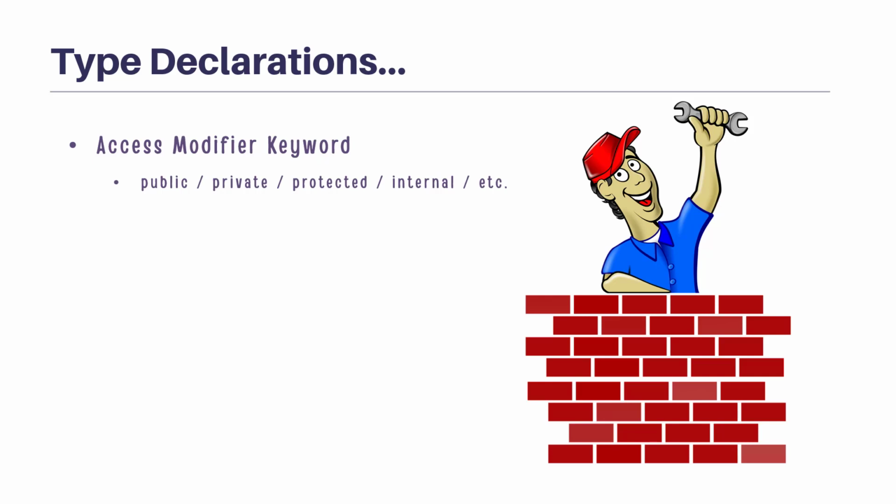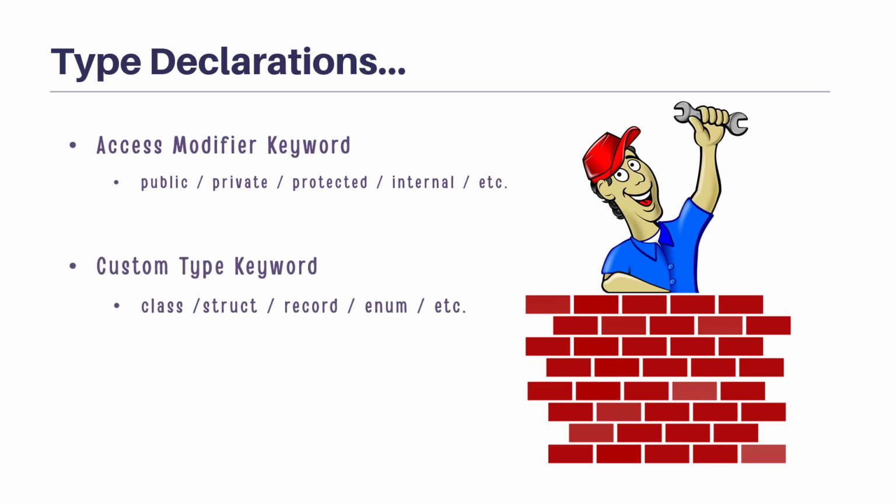The second thing that we need is the custom type keyword. Depending on which type we want to declare, we need to select the appropriate keyword. For defining new classes, we can use the keyword class. For defining a new structure, we can use the keyword struct. For defining new records, we can use the keyword record. For defining new enumerations, we can use the keyword enum, and so on. The third thing that we need is the custom type name. This is the name of the type that we are defining, and it is the name given by us. So, for example, we can declare a new class with the name Student for grouping student-related information and operations together.